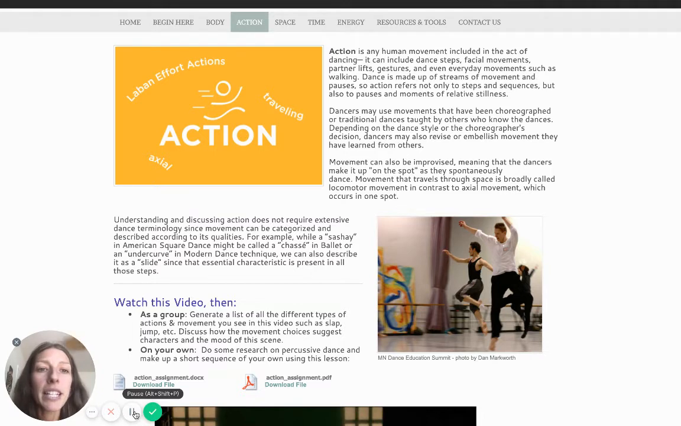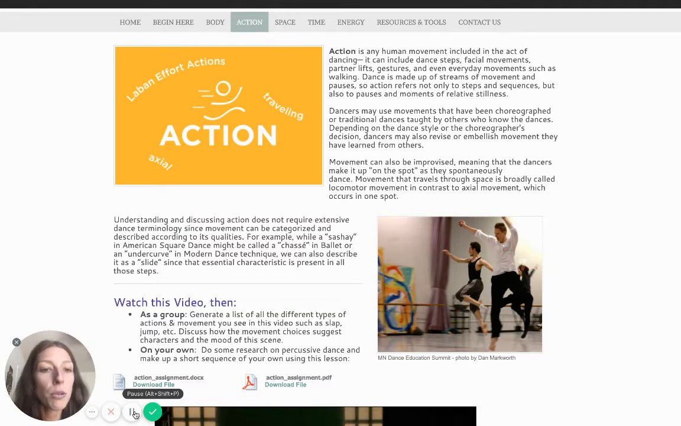Dancers may use movements that have been choreographed or traditional dances taught by others who know the dances. Depending on the dance style or the choreographer's decision, dancers may also revise or embellish movement they have learned from others. So, what does that mean? That means sometimes the movements are given to you and they say, hey, A, B, C, D, right? These are the moves. Sometimes it's the dancer's choice. Movement can also be improvised, meaning that the dancers make it up on the spot as they spontaneously dance.